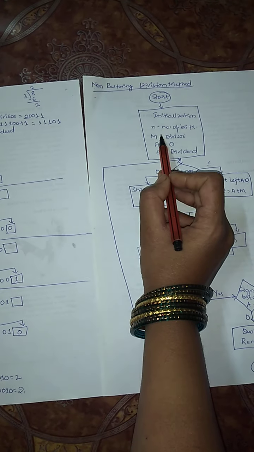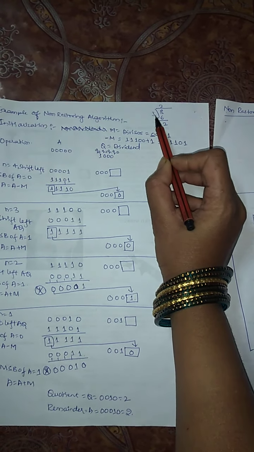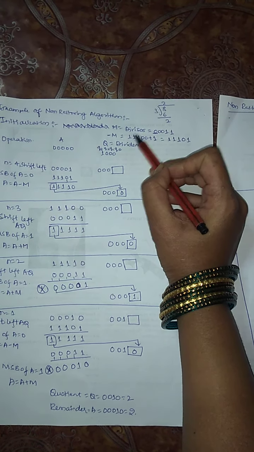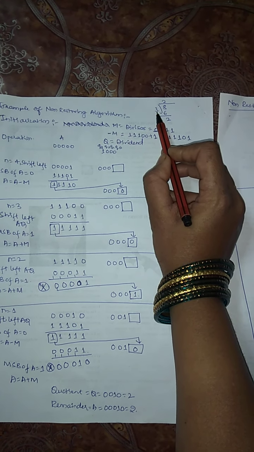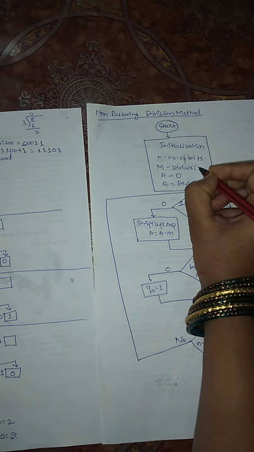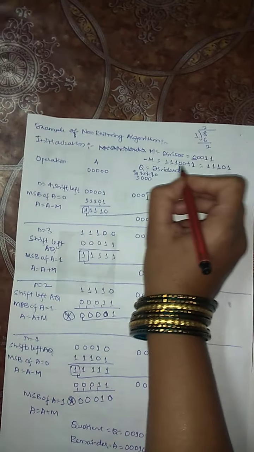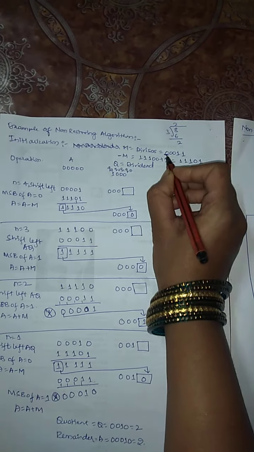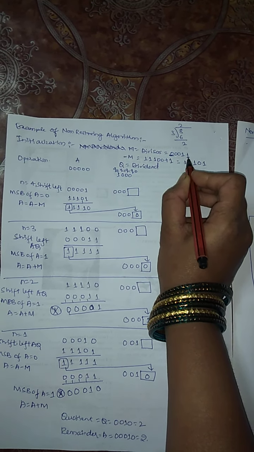Next, M is equal to the divisor. What is my divisor? This is my divisor, 3. In M I am going to store the divisor. What is the binary representation of 3? 0 0 1 1. But N plus 1 bits we are going to take here, so the divisor will also be N plus 1 bits. So initially I am taking 1 extra 0. So 0 0 0 1 1, 5 bits.